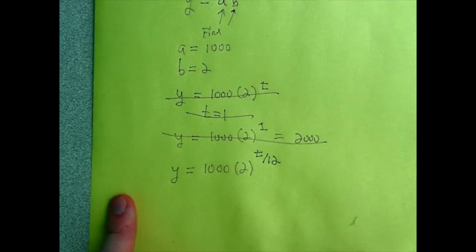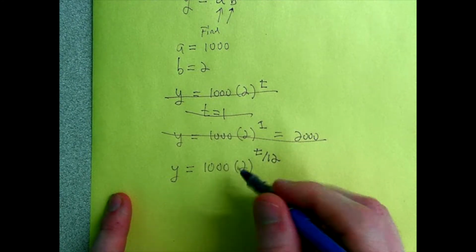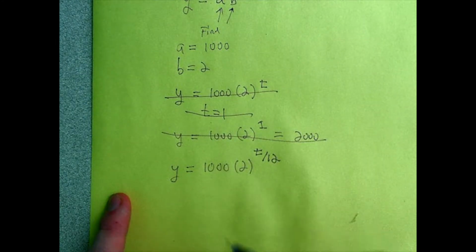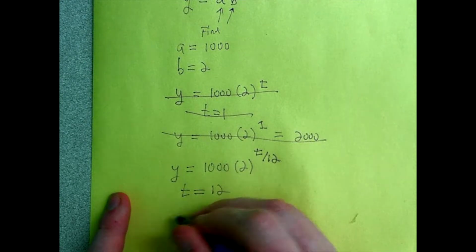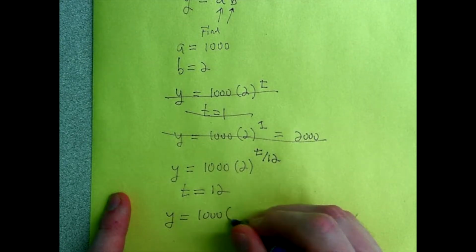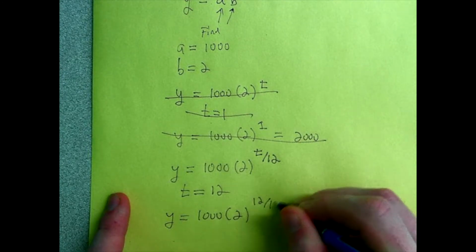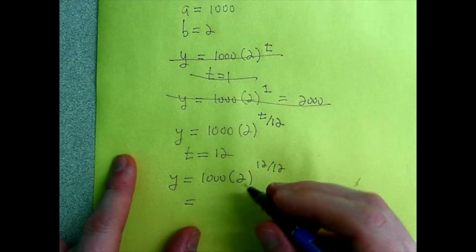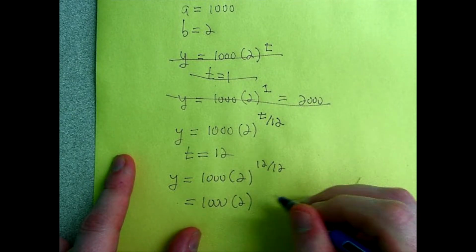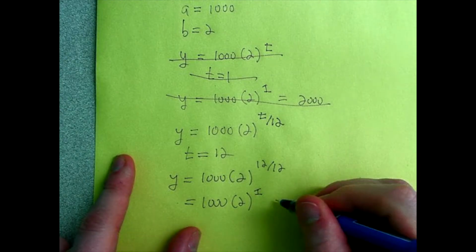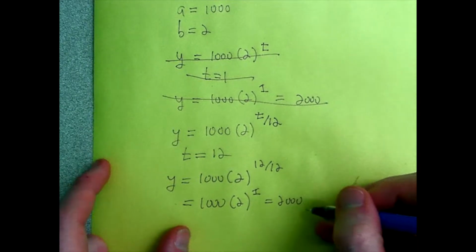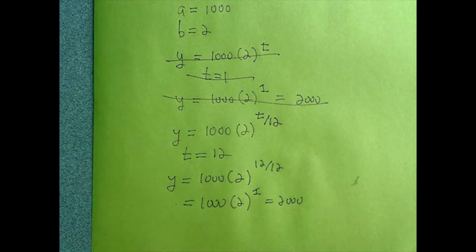And if you want to check, it's pretty easy. If this is the right model, then if I replace t with 12, I should get twice the amount that I started with. And that's true. If I replace t with 12, I have y is equal to 1,000 times 2 to the 12 over 12, which of course is 1,000 times 2 to the, well, 12 over 12 is just 1. And as you can see, 1,000 times 2, that's 2,000, which is what I want. So after 12 years have elapsed, I've doubled my money exactly one time, which is what I wanted.